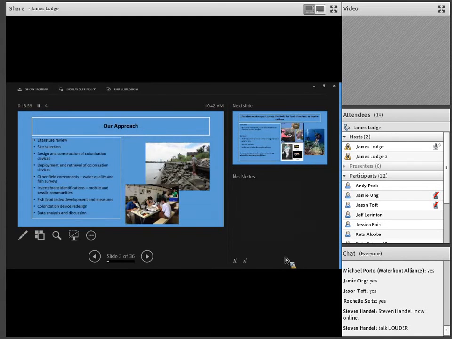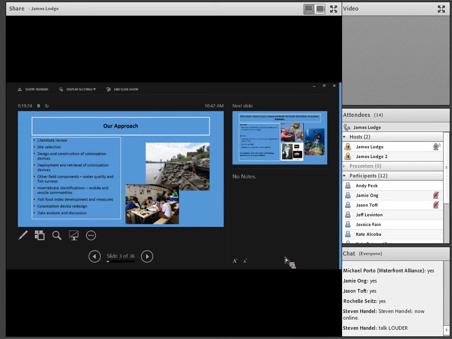So our approach, we took a multi-pronged approach to try to develop reasonable protocols for this type of work. First off, we did a literature review to find out what kinds of measurements have been utilised in these types of habitats across the world. Then we did a survey of the sites across the New York, New Jersey Harbour as far as possible to determine the best kind of sites that we could use to test out our protocols.